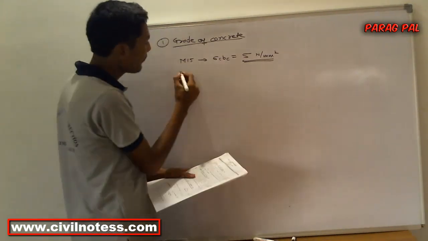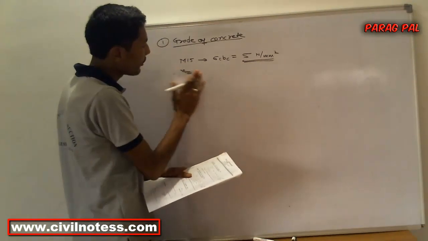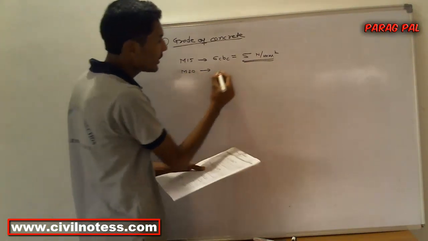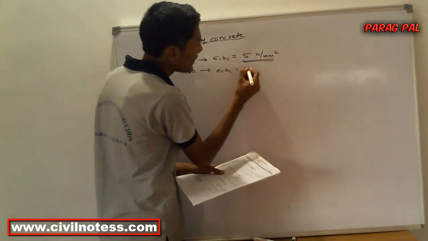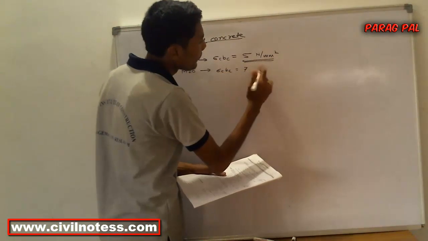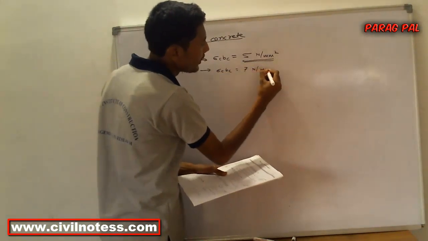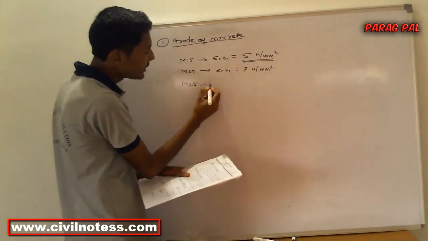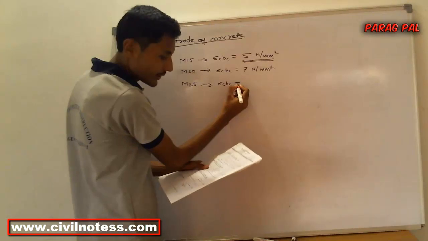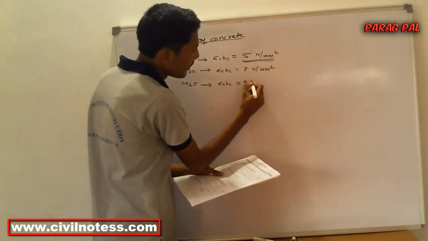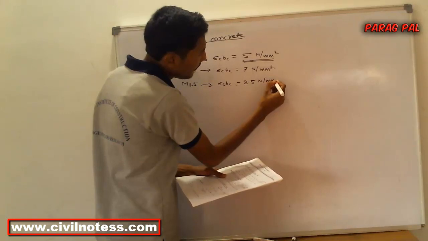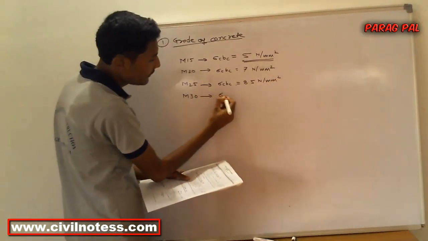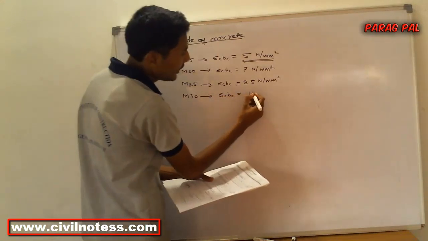Similarly, for M20 grade of concrete, if you want to write this down, then please write it, because these things are really very important. For M20 grade of concrete, sigma CBC is around 7 Newton per mm square. For M25, sigma CBC is equal to 8.5 Newton per mm square. For M30, sigma CBC is equal to 10 Newton per mm square.